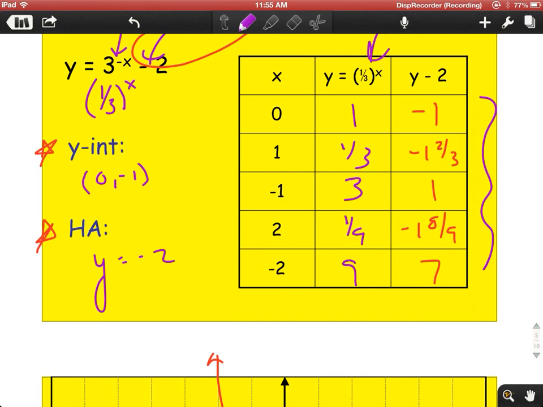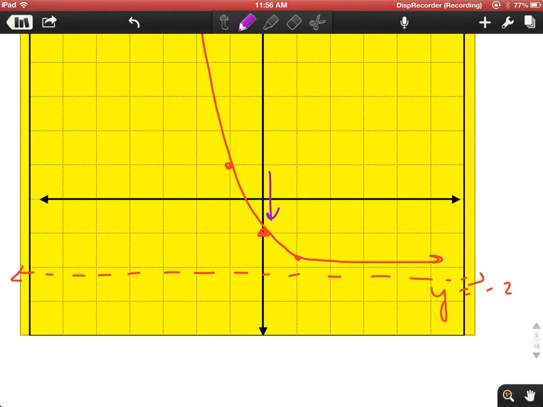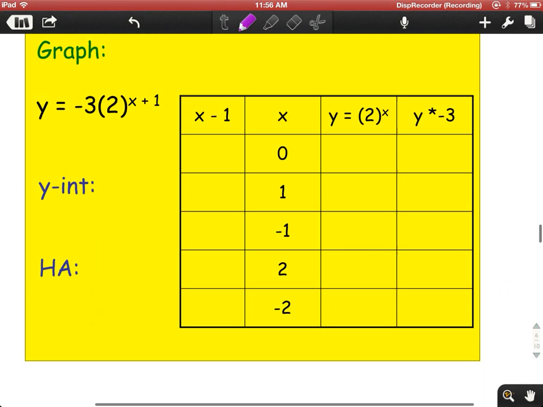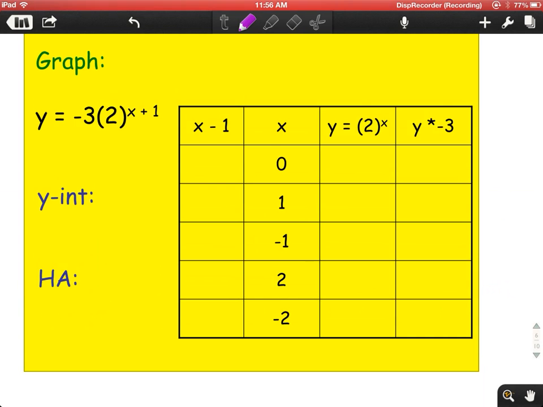Notice that I'm never going to get past -2. I got -1 and 2/3. I got -1 and 8/9. I'm never going to get past y equals -2, hence the asymptote. Let's take a look at another equation.